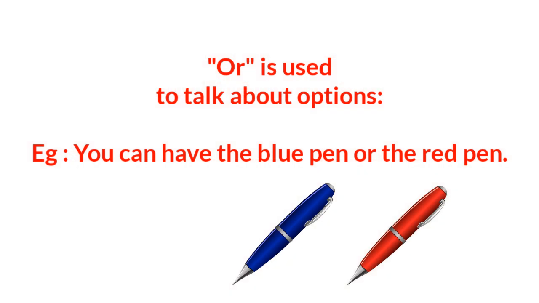Next one, or. Or is used to talk about options. If there are options before us, we can use or. Look at this example. You can have the blue pen or the red pen. There's a choice. There's an option, isn't it? Between this blue pen and red pen. So either you can choose blue or red. There's an option. So that's why we used or here. Or is used to talk about options.